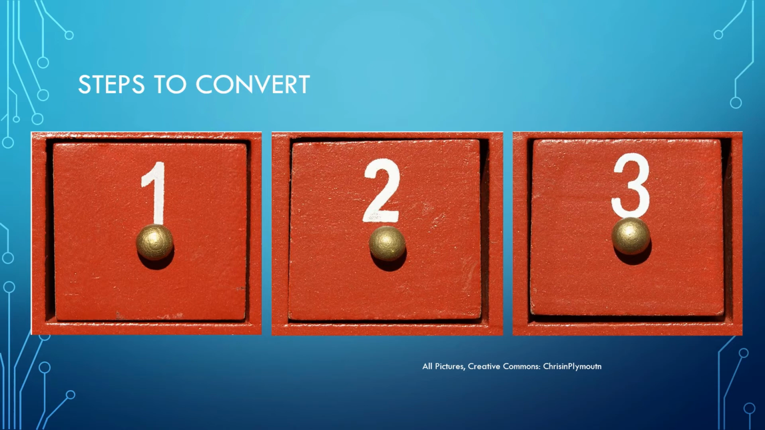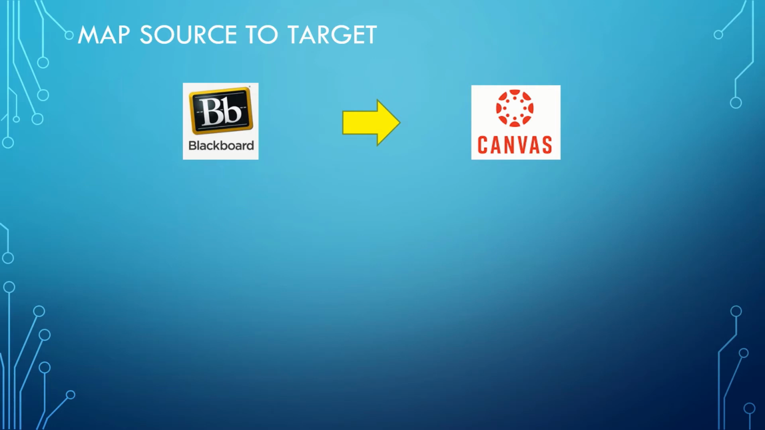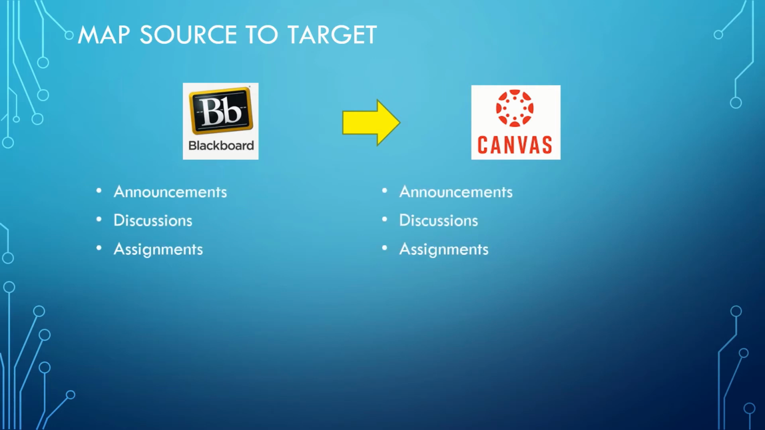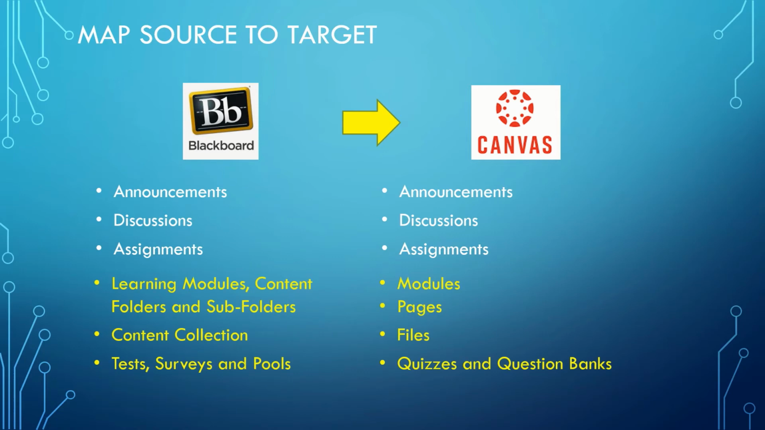So here's an example of a mapping from source to target between Blackboard and Canvas. And the items in white, while they should be documented, are straightforward. Announcements, discussions, and assignments work the same way in both systems. It's the items in yellow that we really will be concerned about. Learning modules, content folders, and subfolders in Blackboard translate to Canvas modules and pages.